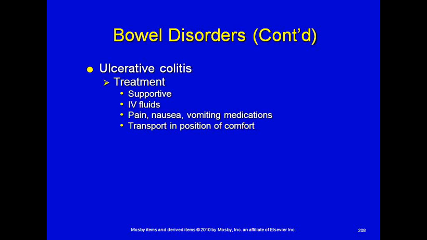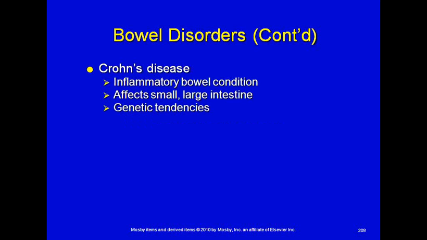For the treatment of ulcerative colitis, it's supportive. IV fluids if they're dehydrated from the diarrhea. And again, if they're nauseated and vomiting, you can give them Zofran. If they're in a lot of pain, you can give them morphine or fentanyl. And then transport them in a position that's comfortable.